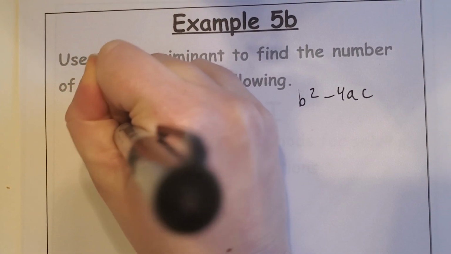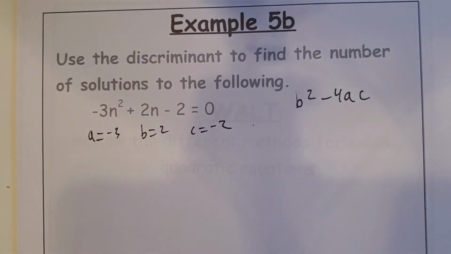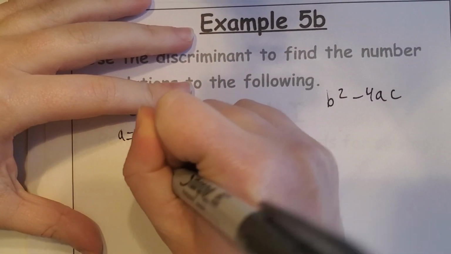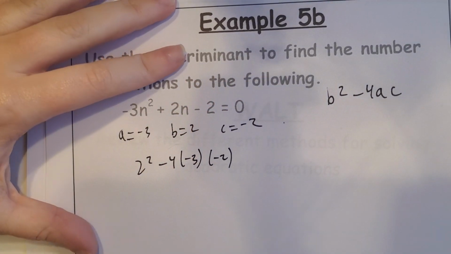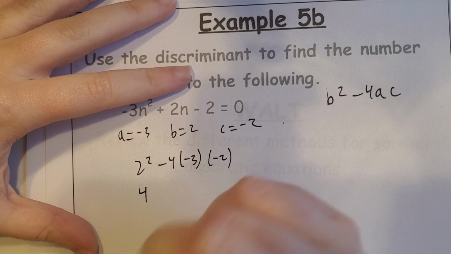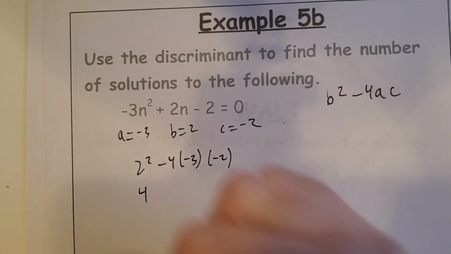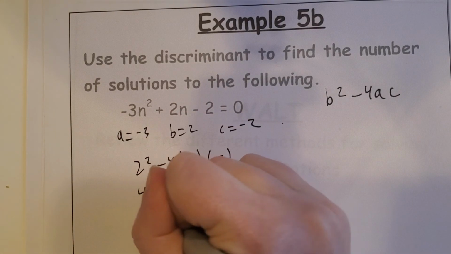A is -3, B is 2, and C is -2. So now we're just plugging all of this into just that. So 2 squared minus 4 times -3 times -2. 2 squared is 4. -4 times -3 is 12 times -2 is -24. 4 minus 24 is -20.